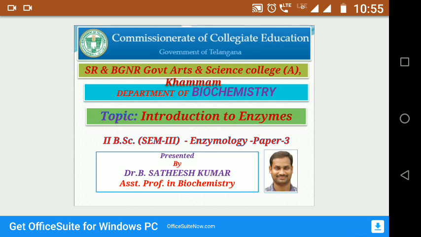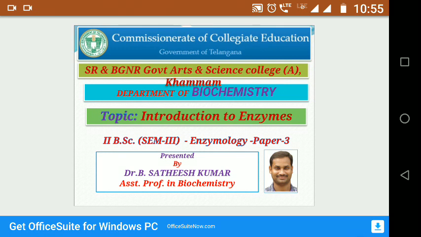In the biochemistry paper, for biochemistry students of second year, we have paper 3. In the third semester, we have paper 3 where we have two important topics. The total paper is divided into two topics. The first one is bioenergetics and the second one is enzymology.